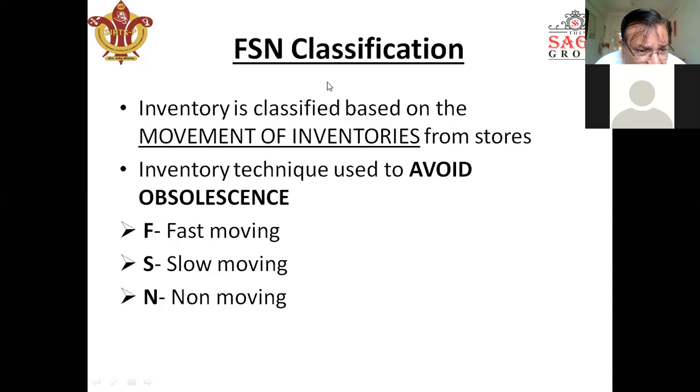Here F is denoted for fast moving material. You have to keep it always with you because it is fast moving and customers commonly ask for this material. Slow moving material, as it is slow moving, you have to keep some stock of that material. And non moving material, the customer comes only occasionally, once in a month or once in a year, so you can arrange that material by order, according to the demand of the customer. So like this, you can follow the FSN method also.